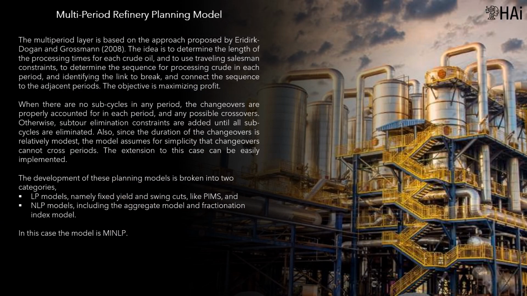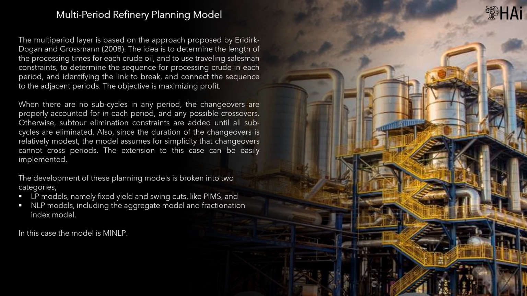The multi-period layer is based on the approach proposed by Erdirik-Dogan and Grossmann, 2008. The idea is to determine the length of the processing times for each crude oil, and to use traveling salesman constraints to determine the sequence for processing crude in each period, and identify the link to break and connect the sequence to the adjacent periods. The objective is maximizing profit.